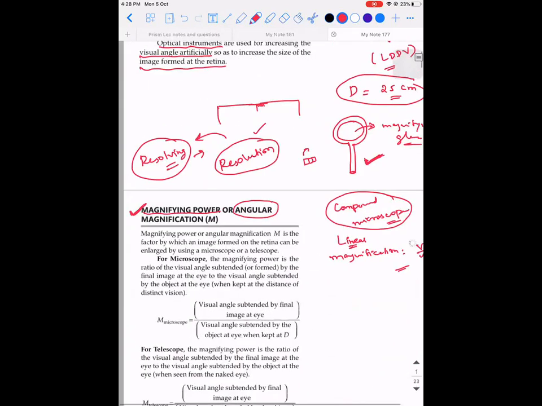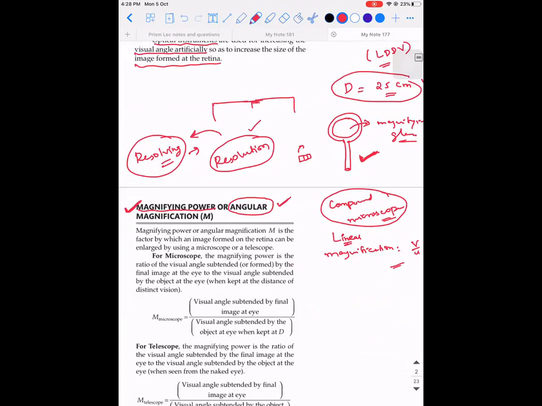That is why here we are more concerned about angles rather than the size of the object and the image itself. The other name for this angular magnification is magnifying power. So don't get confused between linear magnification and angular magnification. They both are not the same. Am I clear?